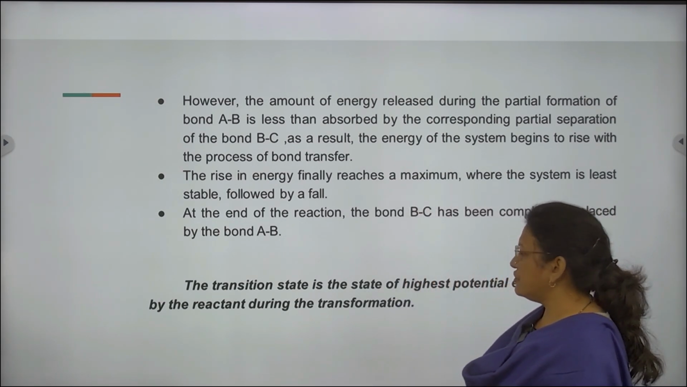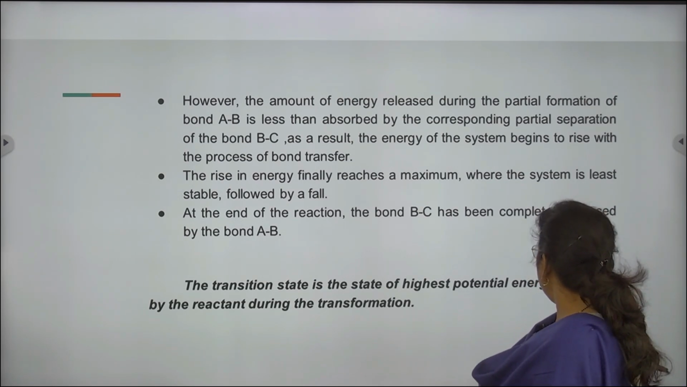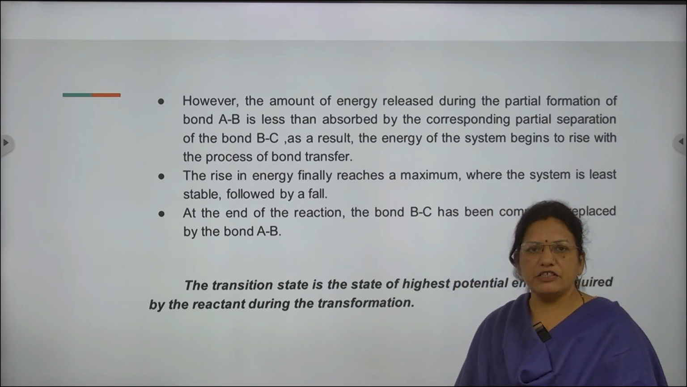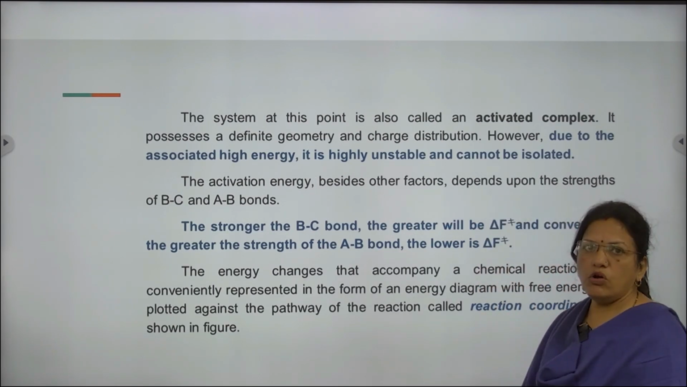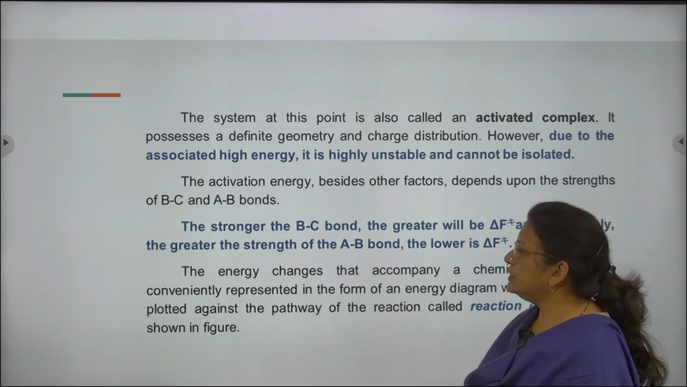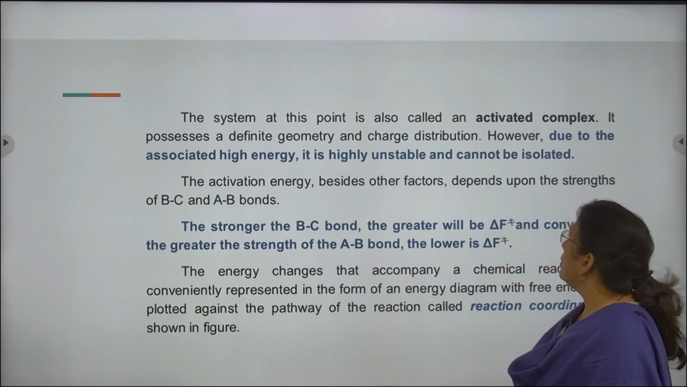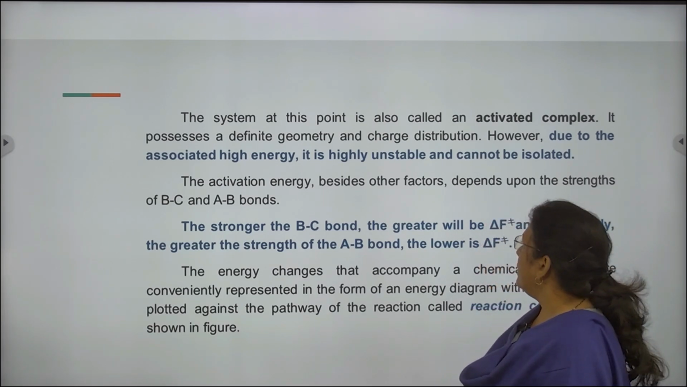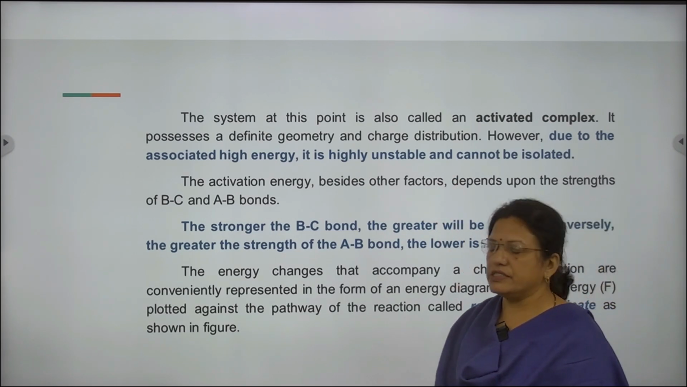The transition state is the state of highest potential energy acquired by the reactant during the transformation. The system at this point is also called an activated complex. It possesses a definite geometry and charge distribution. However, due to the associated high energy, it is highly unstable and cannot be isolated.